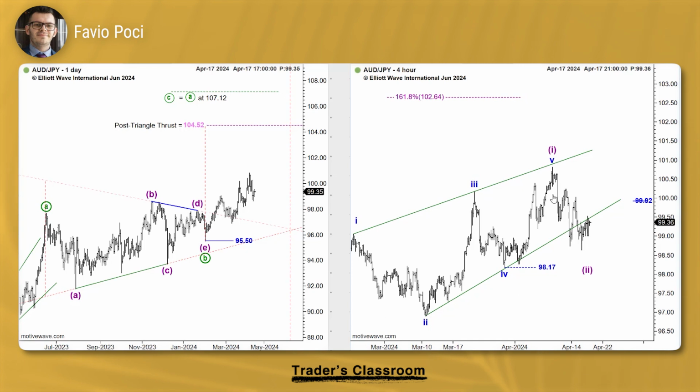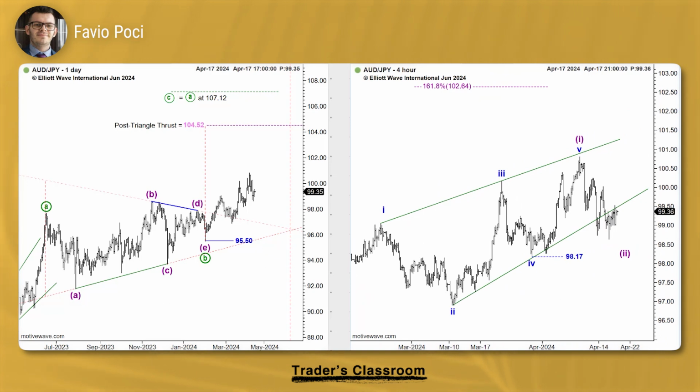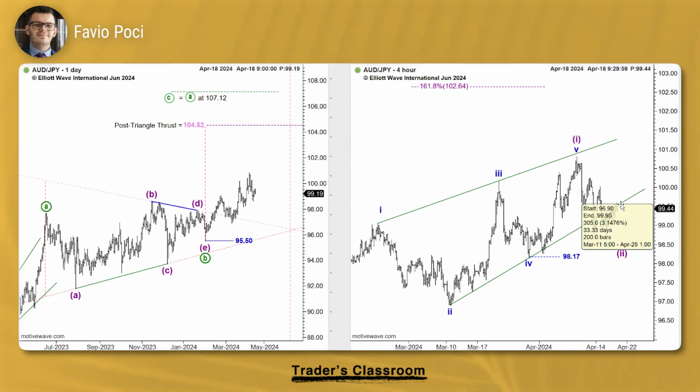We can count this as ABC W, X, ABC done, Y. So it could be that the wave 2 has ended, or a larger 1, 2, 3, 4, 5, A and B and C underway. Let's play forward. Trading back in an impulsive manner here above the 100 handle could be a sign that wave 2 has ended and we are rallying higher again in wave 3.